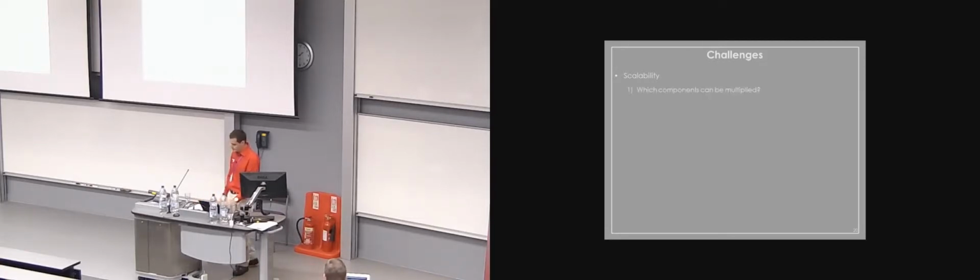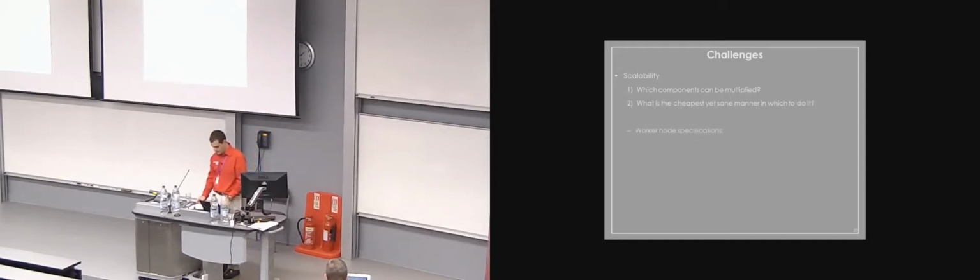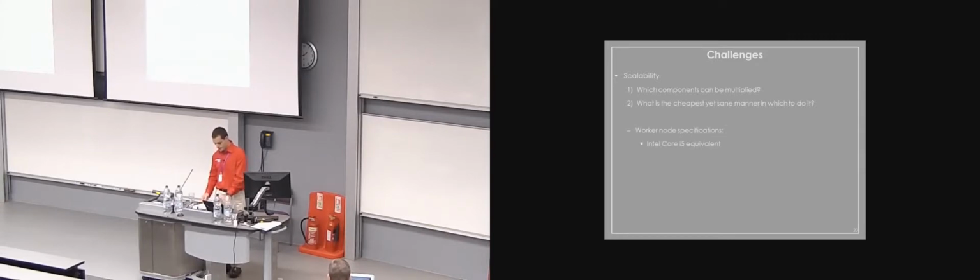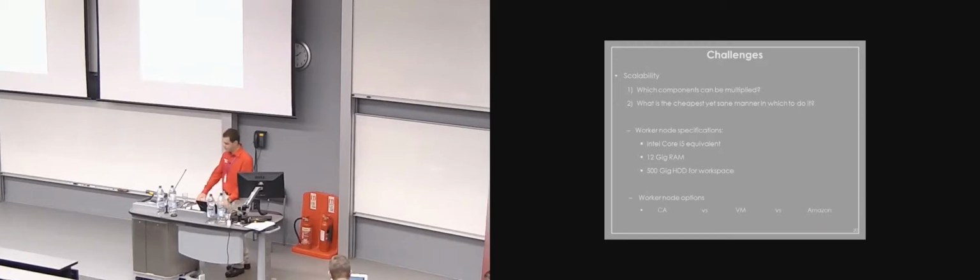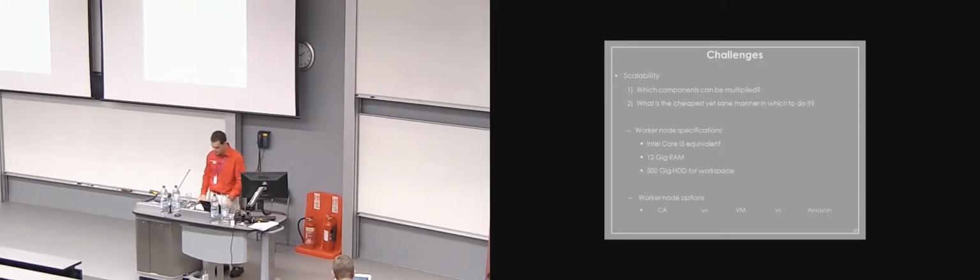One, which component can be multiplied to keep the turnaround time on video processing to a minimum as the demand and usage grew? And two, what is the cheapest yet sane manner in which to do it? So we came up with the idea of a capture agent doubling up as a worker node at night. Initial studies showed that with the capture agents we are using, the only improvement we had to make was to up the amount of RAM that it comes with from 4 gigs to 12 gigs, a cost implication of roughly $85 or £56.